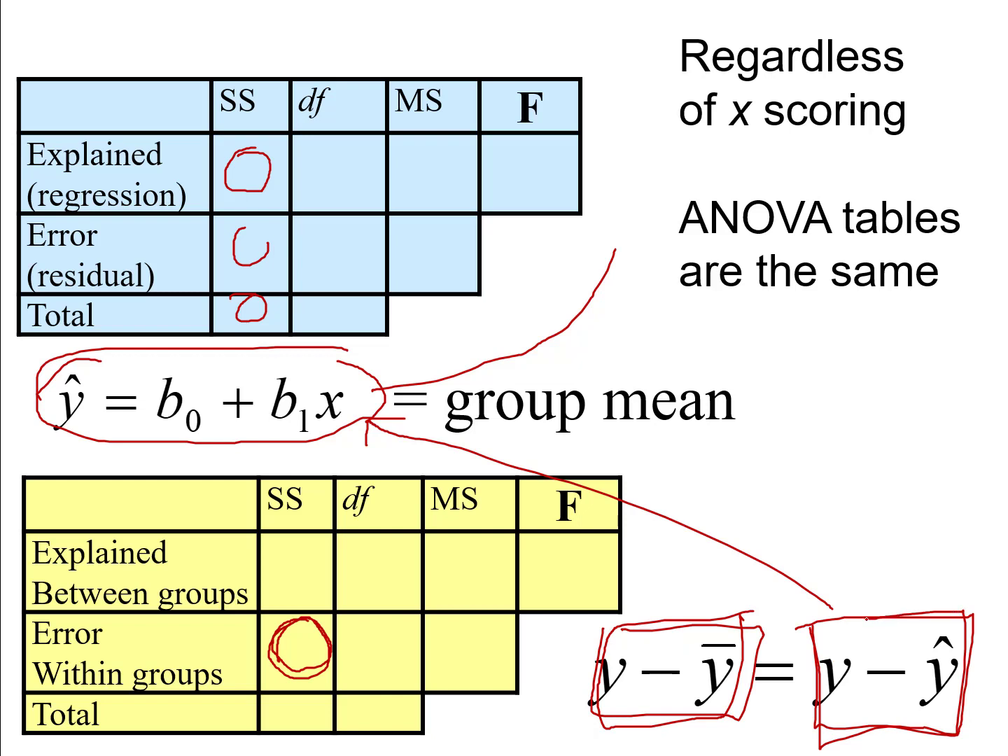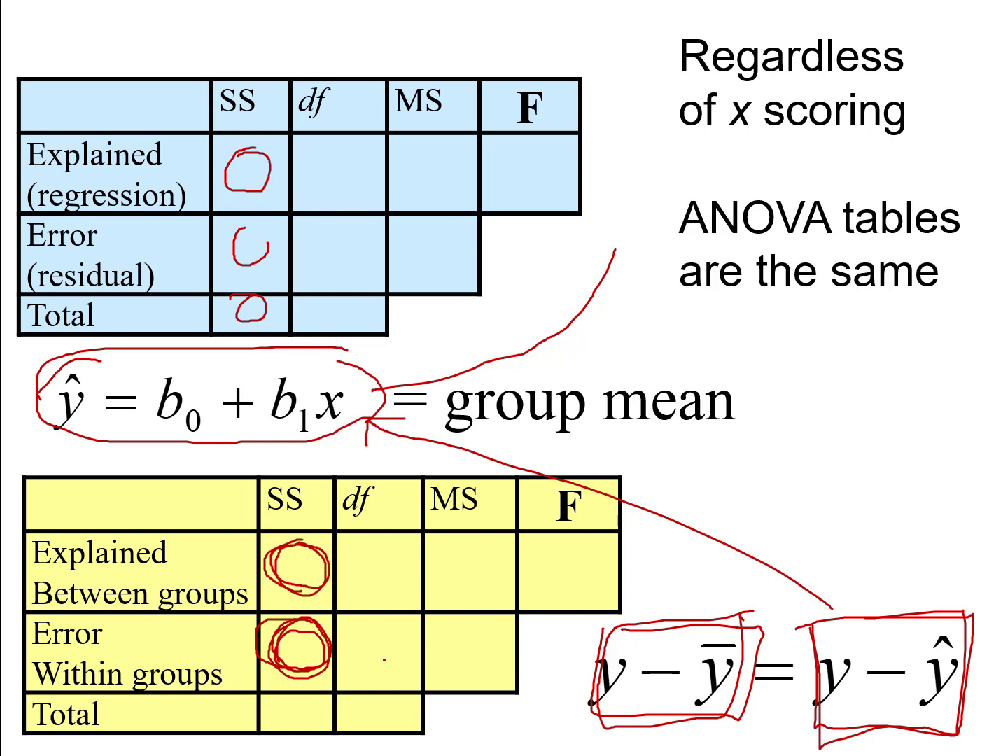If we're thinking about it from the group comparisons approach, we call our error variance the within group variance because it's how far people deviate from the group means. We call the explained variance the between groups variance because that's how far the group means deviate from the grand mean.